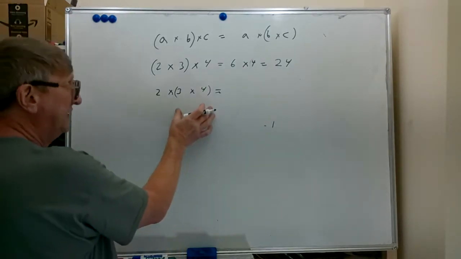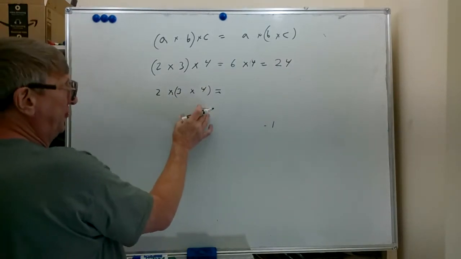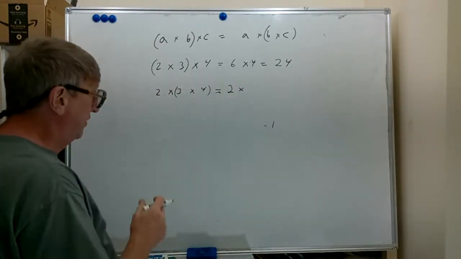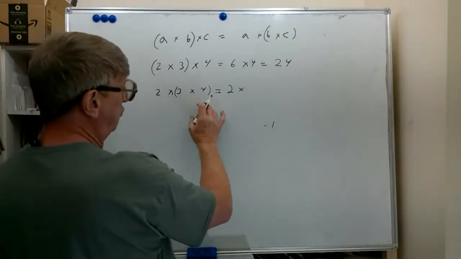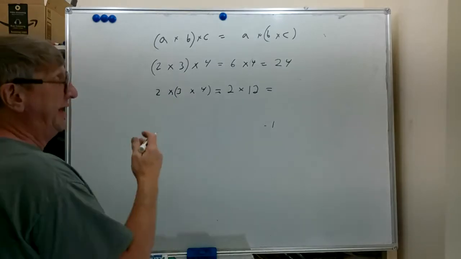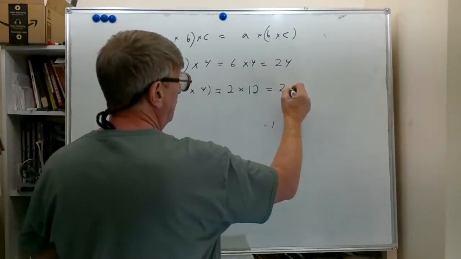Now here we've associated differently. We want to do the part in parentheses first, so we're just going to take the 2 times and do nothing with it on the first pass. 3 times 4 is 12, so we use the 12 there. Now the next pass, 2 times 12 becomes 24.